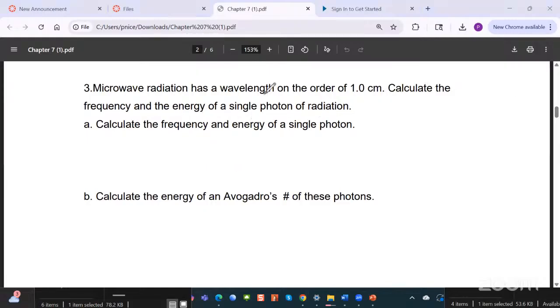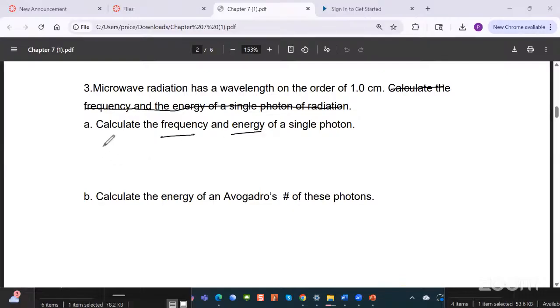So this question says microwave radiation has a wavelength of 1.0 centimeters. Calculate the frequency and energy of a single photon of radiation. Oh, there's a typo here. Let me scratch this out. Basically, I repeated the sentence below. So let's scratch it out. Okay. So the question is asking for the frequency and energy.